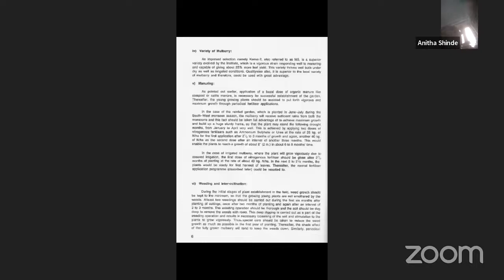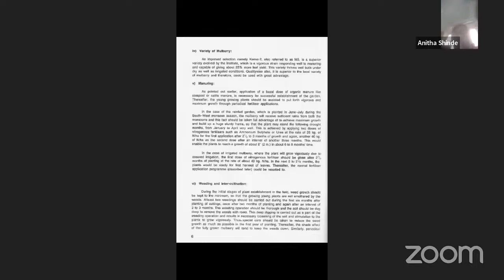So this weeding operation is done with roots, to remove the weeds with the roots. This deep digging is carried out as a part of the weeding operation, and it also results in necessary loosening of the soil and stimulation to the plants to grow vigorously. Special care should be taken to reduce the weed growth as much as possible in the first year of planting itself. Thereafter, the shade effect of the fully grown mulberry will tend to keep the weeds down.